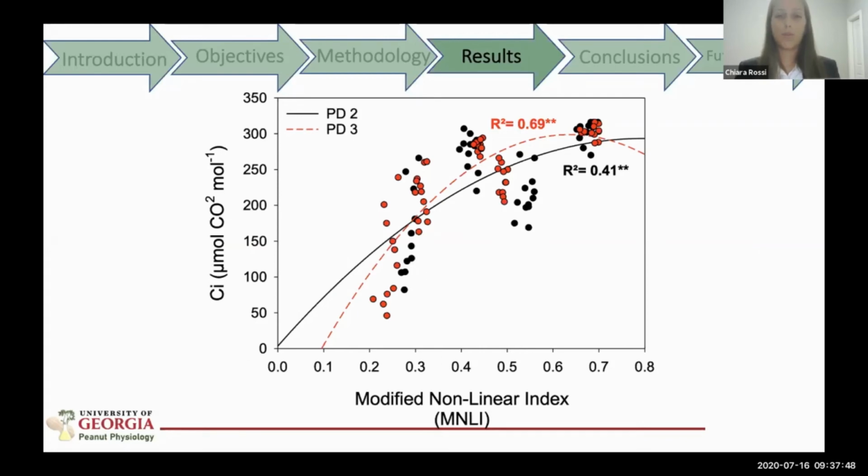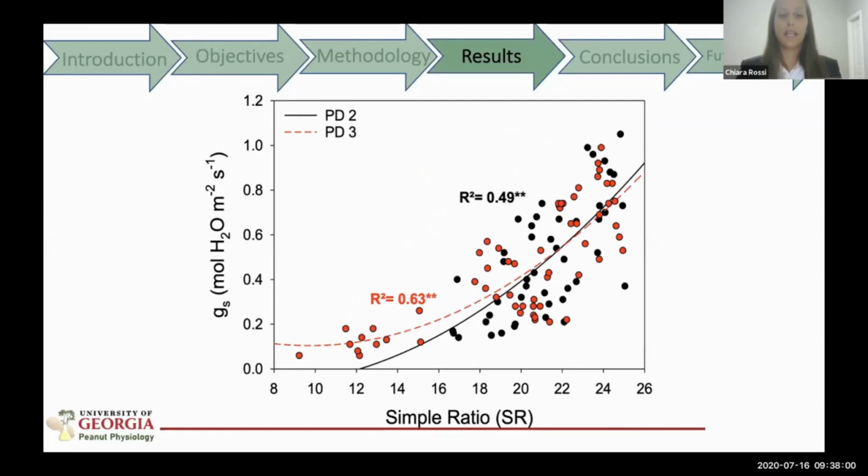We can see that both regression lines are positive. They follow the same trend. The R-square of the second planting date is moderate, while the R-square of the third planting date is higher. The second graph is related to the correlation between stomatal conductance and simple ratio. Also in this case, both regression lines are positive. They follow the same trend. And the R-square of the third planting date is higher than the one of the second planting date.